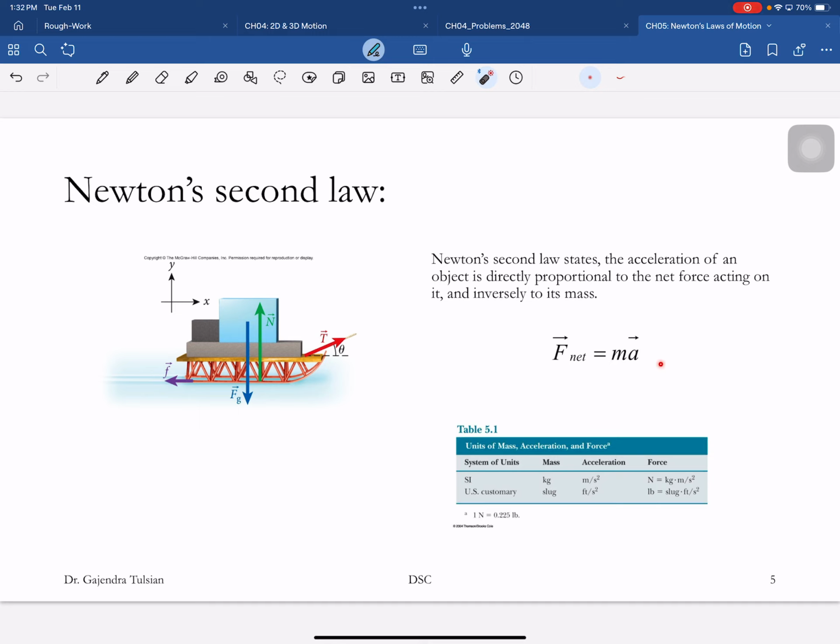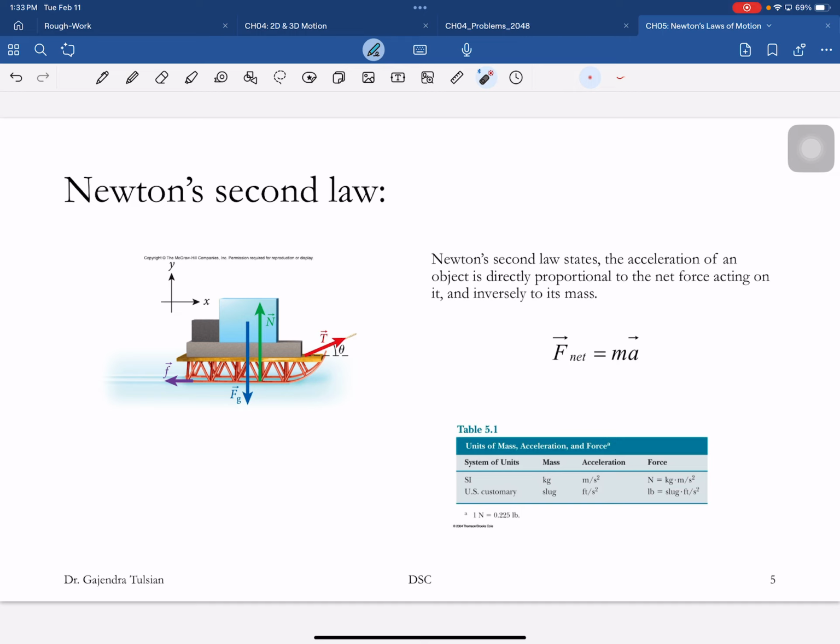And here is Newton's second law. If you have a non-zero net force acting on an object, then the object accelerates. And its acceleration is force divided by its mass. So you can apply the same force to different objects. The heavier object will have a smaller acceleration.